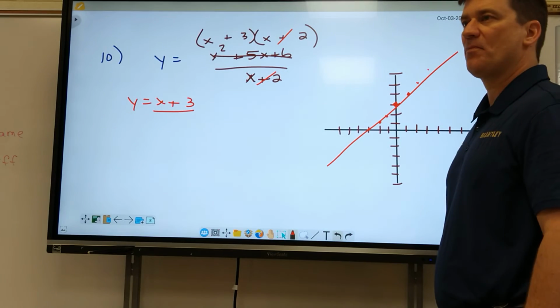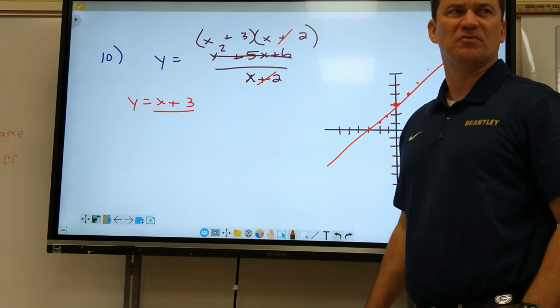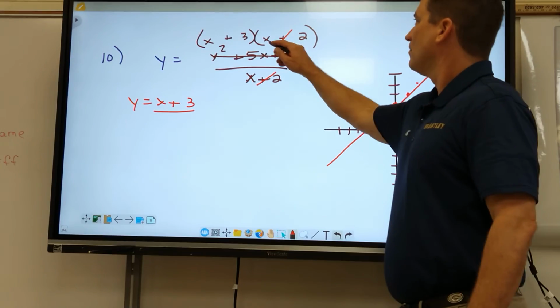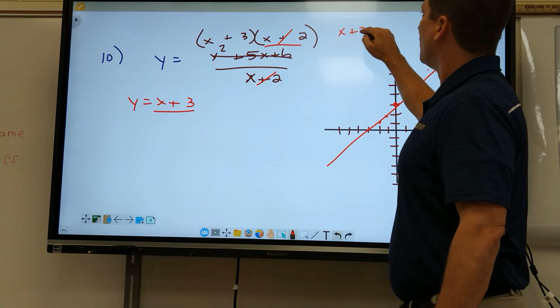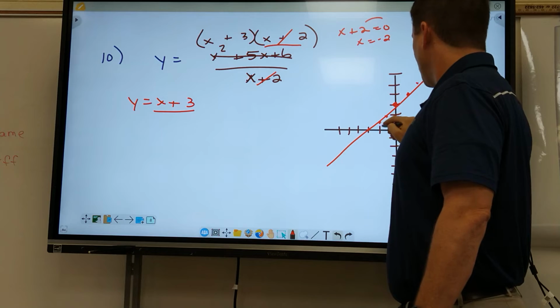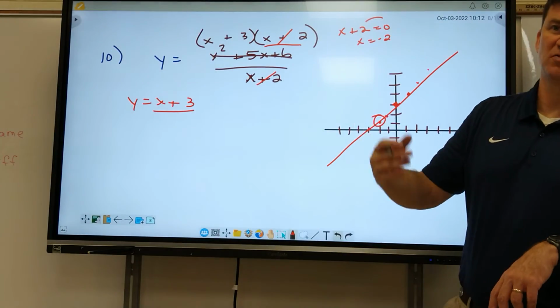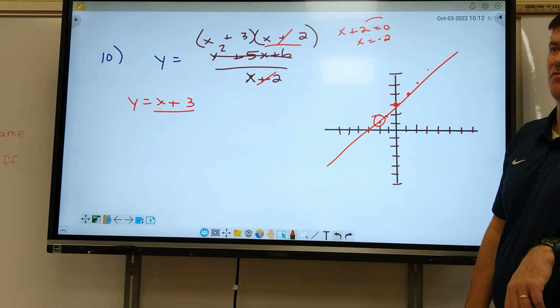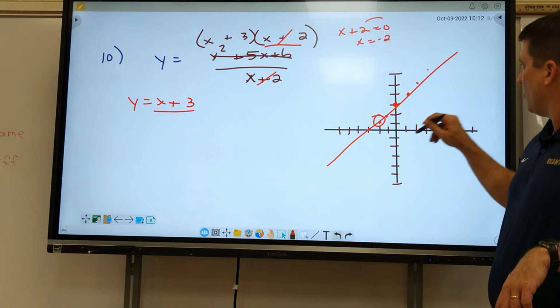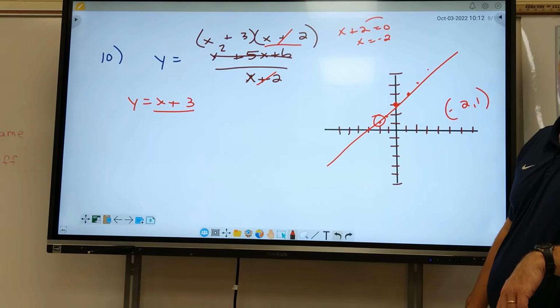Now, how do you find the hole? Go to negative 2 and go up 1. Where do you get negative 2 from? Because if you set that equal to 0, and you move it over, you get negative 2. So my hole is at negative 2, follow it up. So all the midterm is going to ask you is, where's the hole? What do you write down for the hole? Negative 2, up 1. You're just going to write this down. That's going to be your answer.